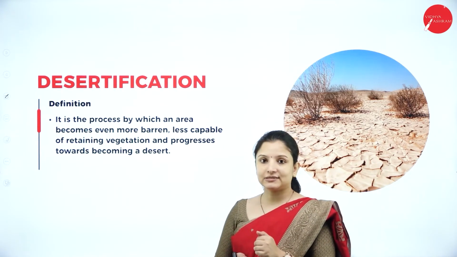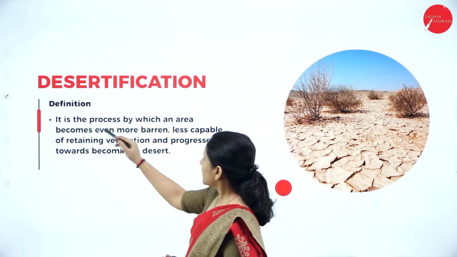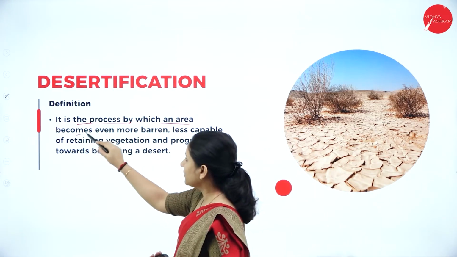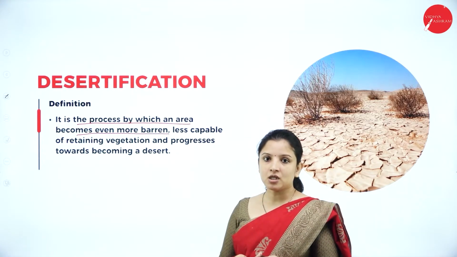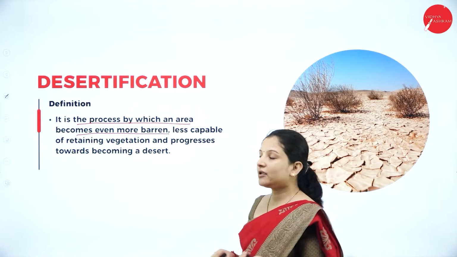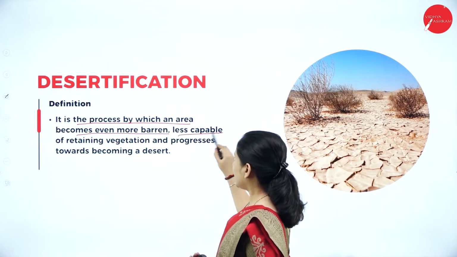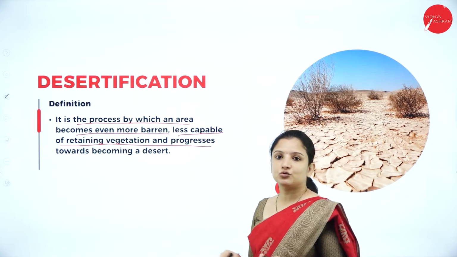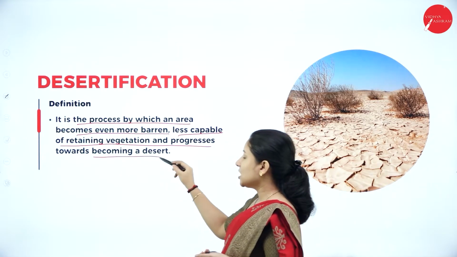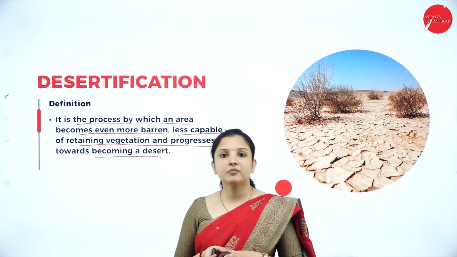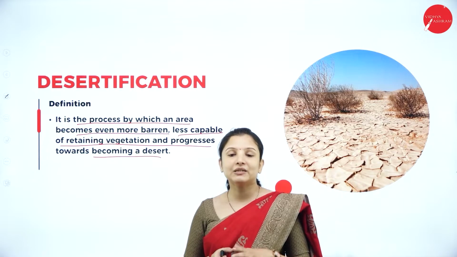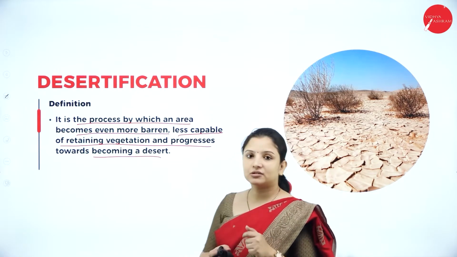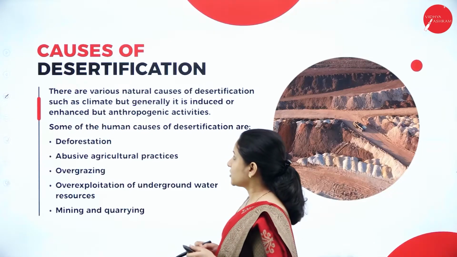So what is this desertification? It is the process by which an area or land becomes even more barren, wherein it will completely lose its fertility and therefore be less capable of retaining vegetation, and progresses towards becoming a desert. A fertile land will completely become barren and dry and it will become a desert. That particular process is nothing but desertification.